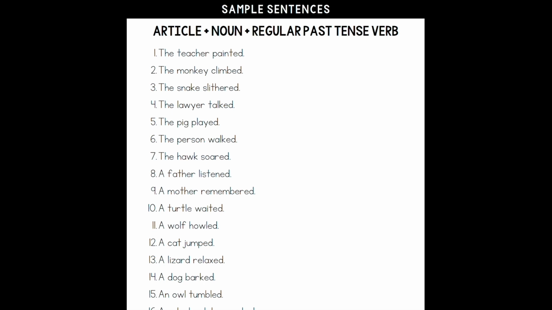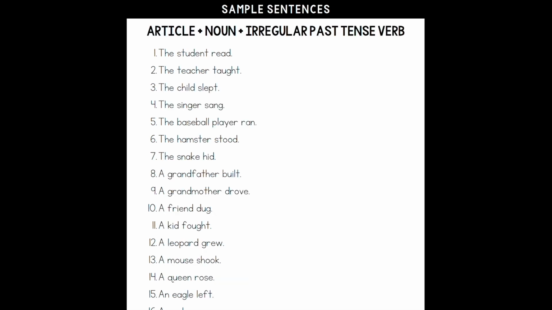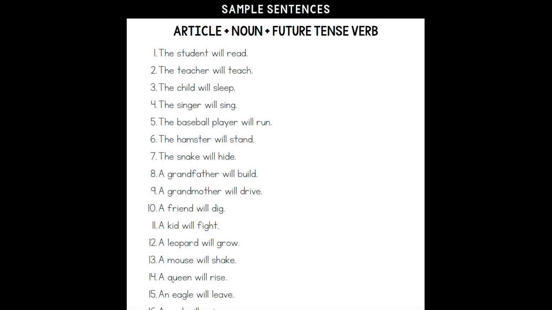These are regular past tense verbs. Then we have the different special spellings of past tense verbs. And then we have the irregular past tense verbs and future tense verbs. We have already worked with the present tense verbs, so there is not a specific lesson on it. You can always go back to the action verbs activity if your students need more practice. And that's it for verb tenses.